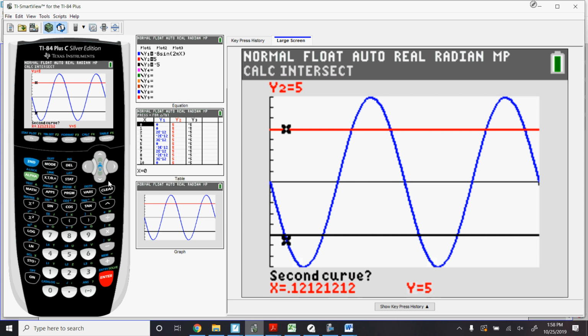So what I have to do is change my second curve. Right now it's using Y2, and I don't want to use Y2. If I just hit the down arrow right here, it'll switch down to that curve that's down below. That's the curve I want to use. Now I can hit enter and enter one more time. So I get a value of t equals 0.107.